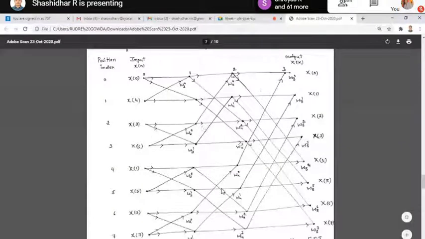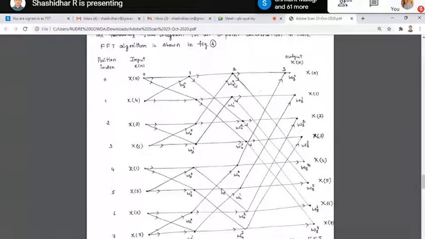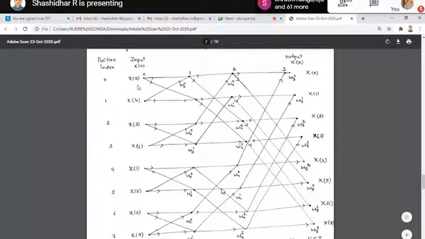X of 2, and again the values come to x of 0's value. These are the positions, W base 4 to the power of 0. Here what we applied is n by 2, and here again we are doing n by 4. See here, these values are coming to here, W base 4 to the power of 0, and then W base 4 to the power of 1, and x of 0's value, 2 values come to here, W base n, where n is 4. So W base n to the power of 0, n values are 2 here, 4. This is 8 because this is the 8-point DFT.